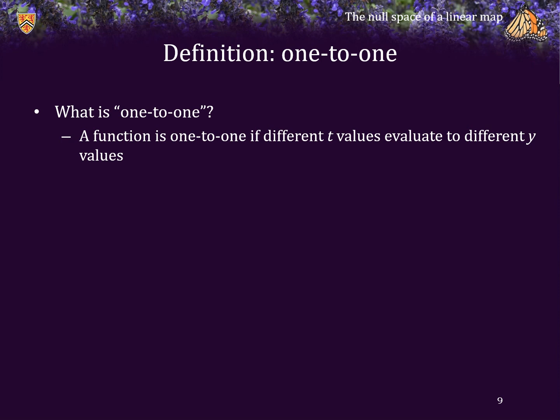What is one-to-one? Well, you have already seen one-to-one functions in secondary school. A function is one-to-one if different values of t map to different values of y, assuming that y is the vertical axis. You actually tested this using something called the horizontal line test. And that test says that any horizontal line intersects the function at most one point.